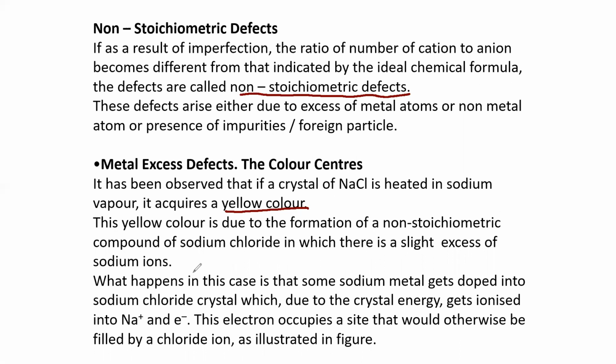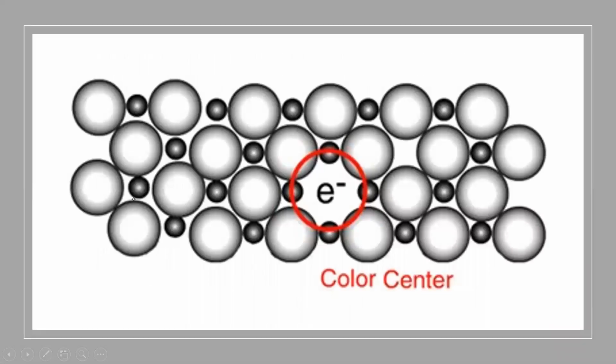What happens in this case is that some sodium metal gets doped into the sodium chloride crystal. It is called doping. Some sodium metal gets doped into the sodium chloride crystal, which, due to the crystal energy, gets ionized into sodium ions and electrons. This electron occupies a site that would otherwise be filled by a chloride ion, as illustrated in the figure. You can see the figure now. The extra electron is occupying the vacant site, which is called a color center. They are also called F centers, and due to this it forms a yellow color. So this is called metal excess defect.